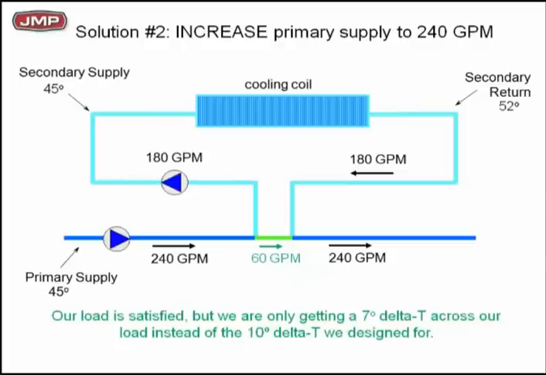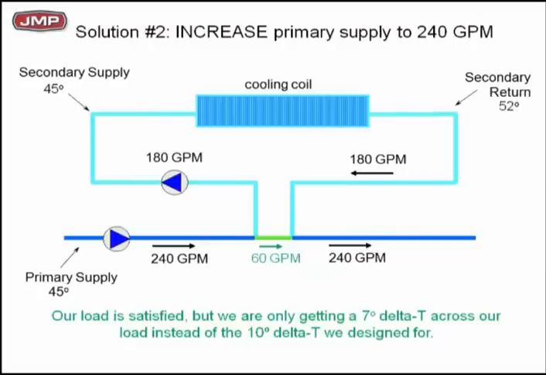Absolutely. So now I got 180, 45 going to the cooling coil, but look at your return temperature. Your return of 180 GPM out of the cooling coil is now 52. Design was 55. BTUs don't change. Q equals GPM times 500 times delta T. So my delta T now is 7 degrees because my flow rate's up to 180 GPM.